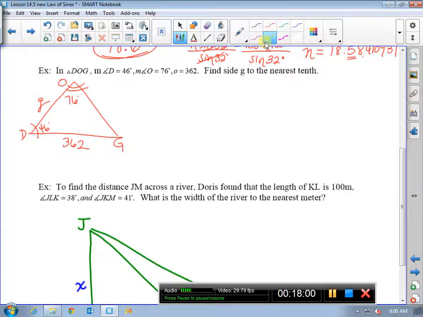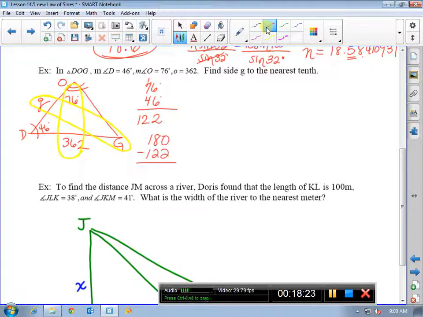So pay attention to what they're giving you. Here's an angle across from a side. And the side they want is across from angle G. So the first thing we need to do is find angle G. Take the other two angles. Let's see what we have. We have 122. So how much is left from 180? We have 58 degrees left. So this angle is 58 degrees.